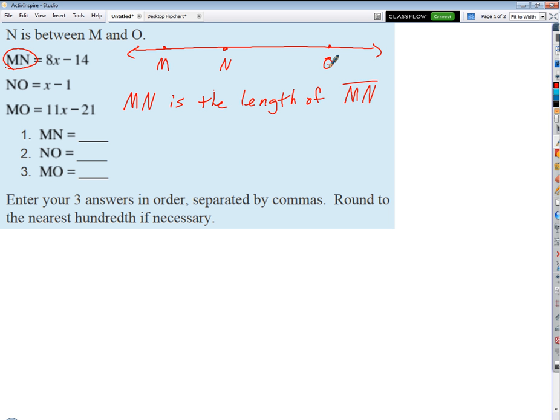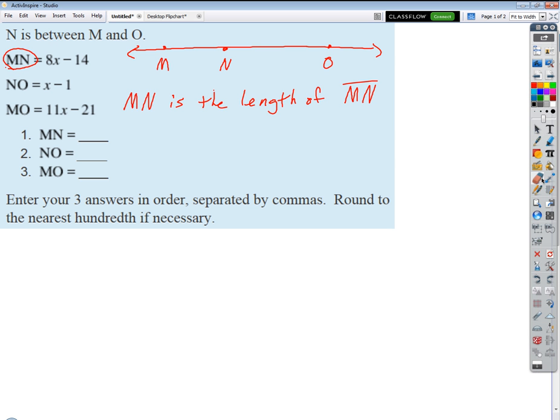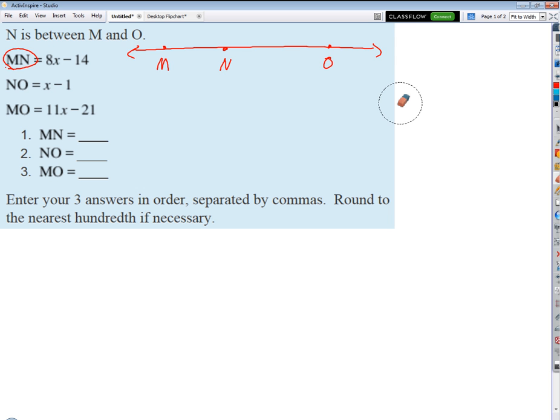8x minus 14 plus x minus 1 equals 11x minus... Okay, now I'm going to jump back one step from that. That's what we're going to come to. But for right now, all I want is just the geometry relationship. We're not going to worry about the algebra yet. But the way I want you to think about these is first we're going to try to come up with a geometry relationship, and then we can harness that geometry relationship to maybe solve for a variable.